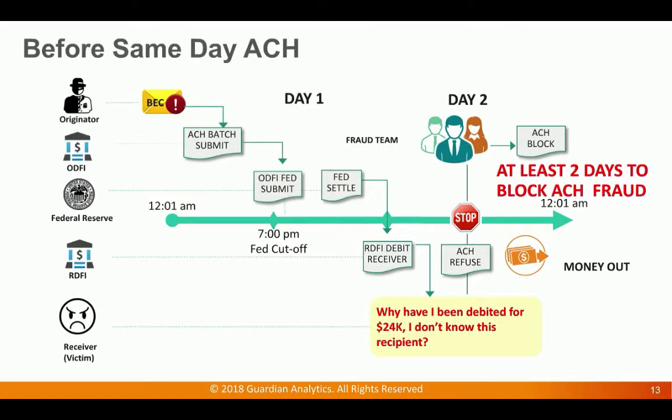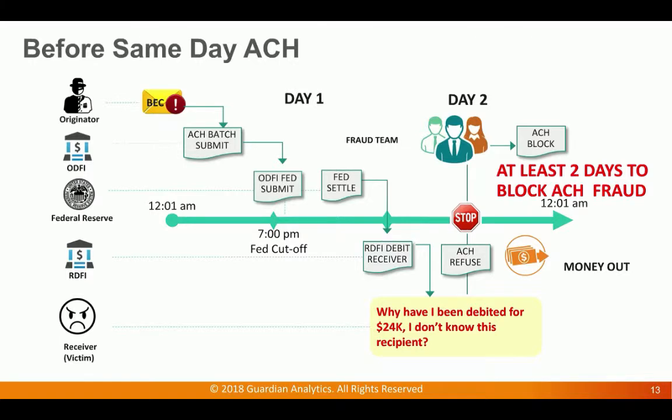But even within the settlement and after, if the ACH is being rejected, for example, the receiver, the victim starts to say, why have I been debited for $24K? I don't know this recipient. You have at least 2 days to block it, and the reality is you could have more than 2 weeks, because the banks have about 15 days to basically dispute the ACH, and you have at least another 2 weeks to basically block the ACH.